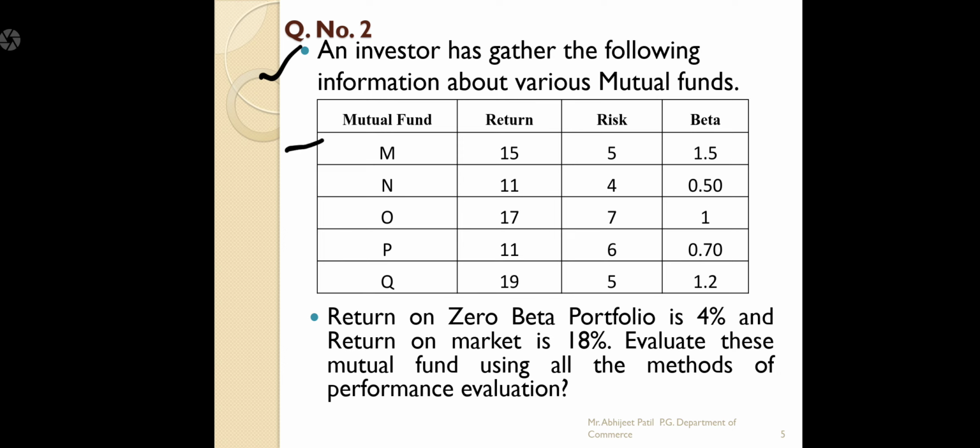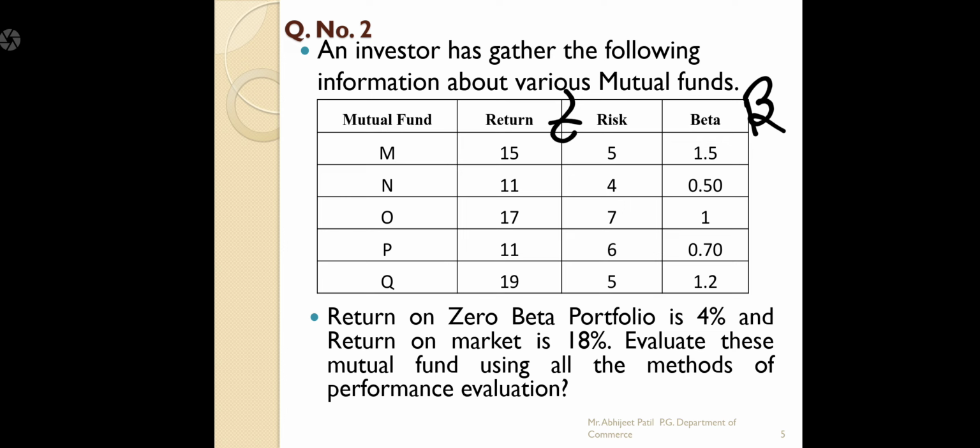That they have the five mutual funds, 1, 2, 3, 4, 5. The return is given, the risk is given, and beta. Return is nothing but the actual return. Risk is nothing but the standard deviation. Beta is already given, so 5.